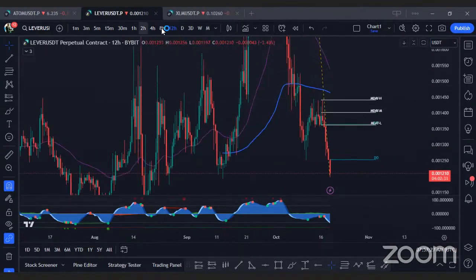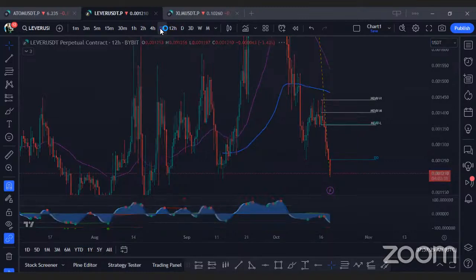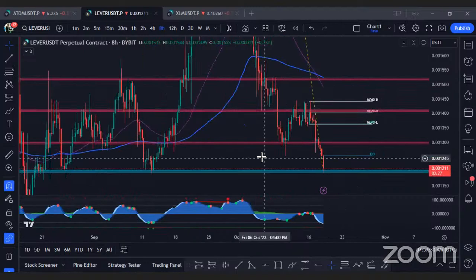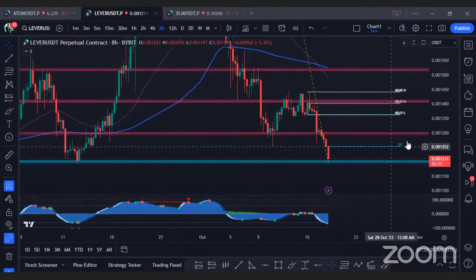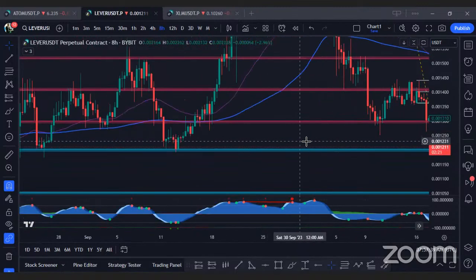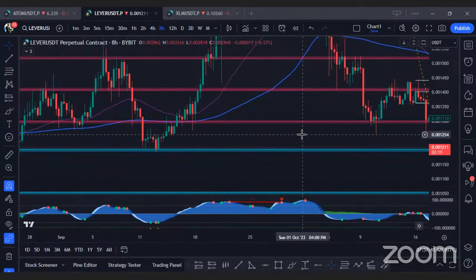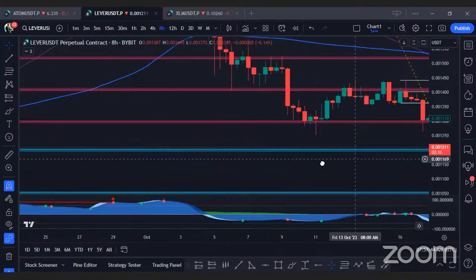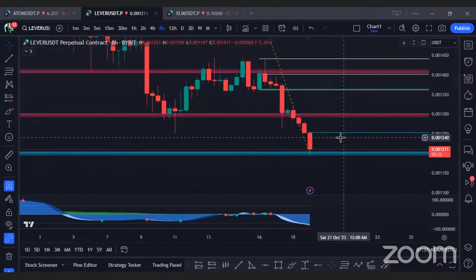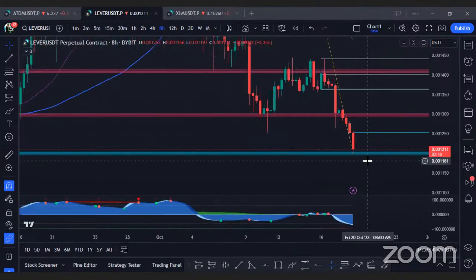Please, for Lever, we are at that level, but wait for a sign. Just wait for a sign to take a trade. Currently, this candle will close in 2 minutes, right? This 8 hours candle will close in 2 minutes.